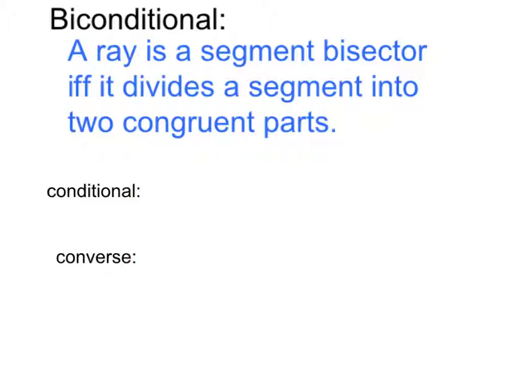Again, biconditional means that it goes both ways. It's true this way and that way. If P is true, then Q is true. If and only if, we say IFF. P is true if and only if Q is true.